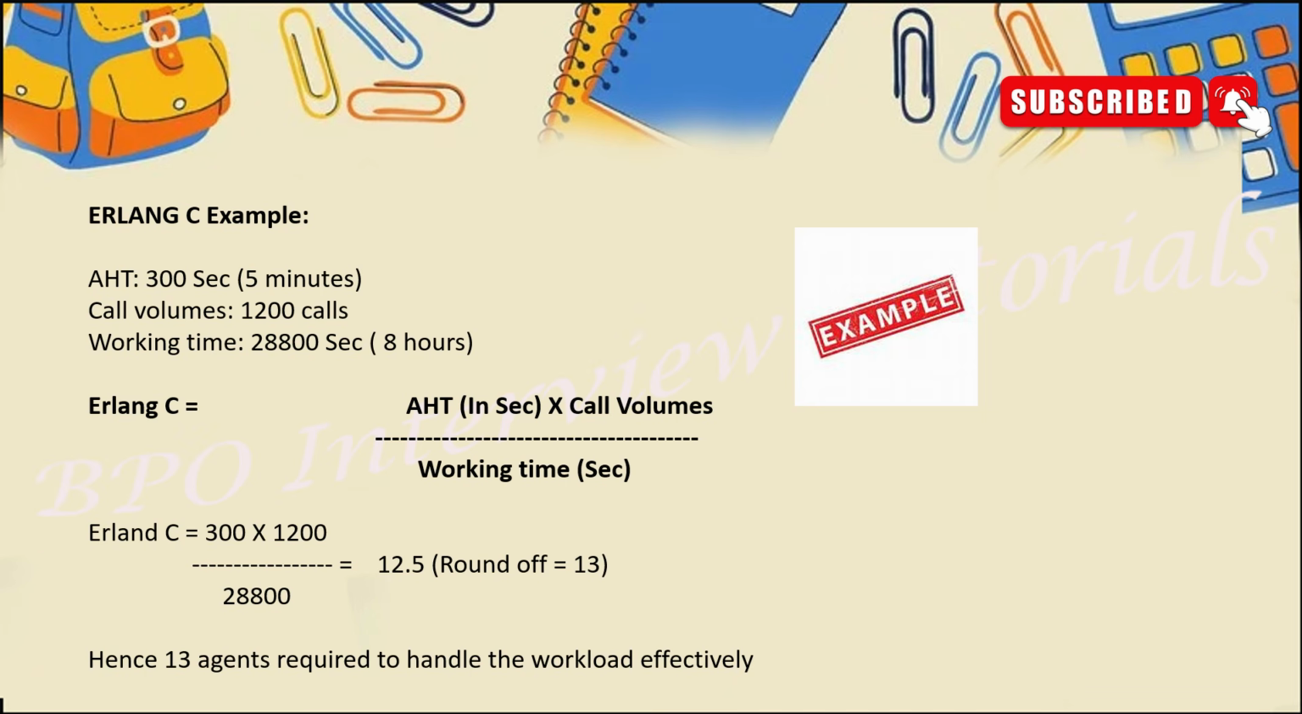These are the basic agents we require in order to cover the volume. But this is not the end, guys, this is just the start of calculating the agents. We also need to see multiple effects here: shrinkage, occupancy, SLA, and track multiple things. Only after that can we plan how many agents we require, but Erlang C is the starting formula.